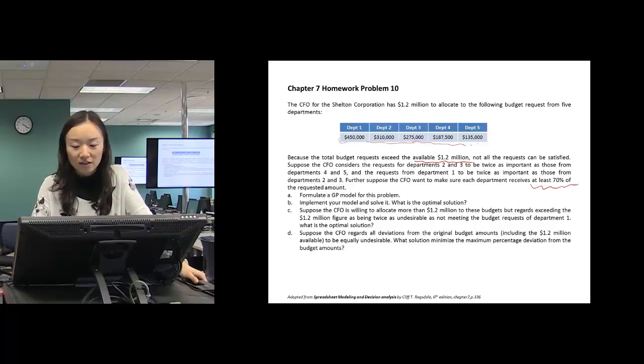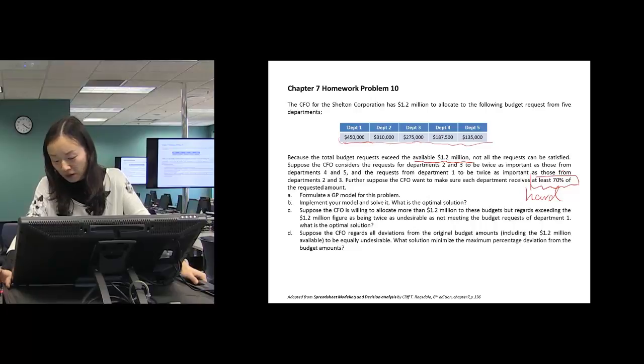And at least 70% here represents a hard constraint, because it says you want to make sure that each department receives at least 70%. And remember, at the end of the Goal programming summary, we said some of those hard constraints can be added.